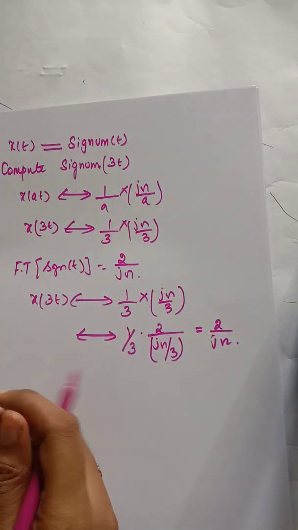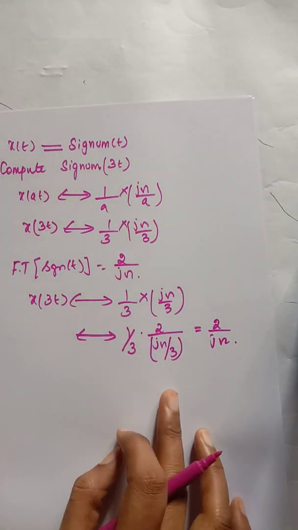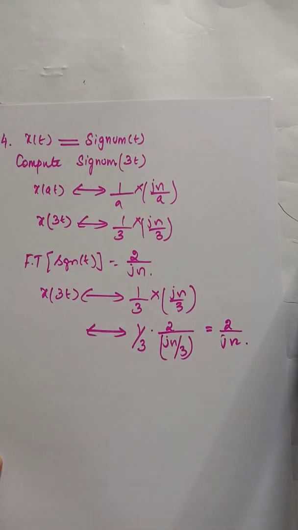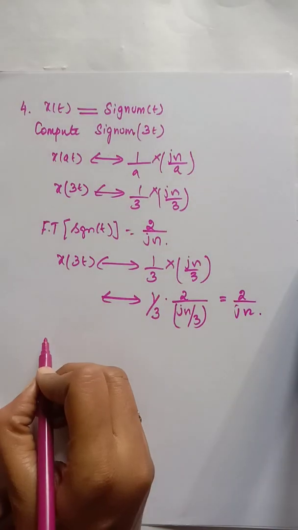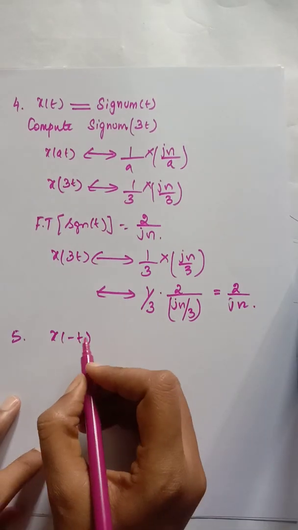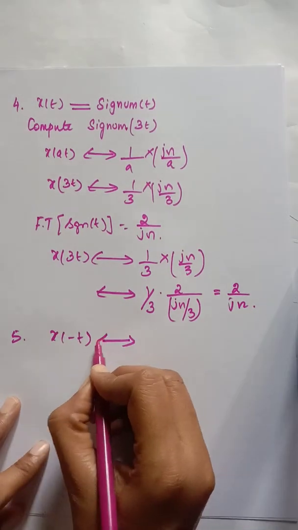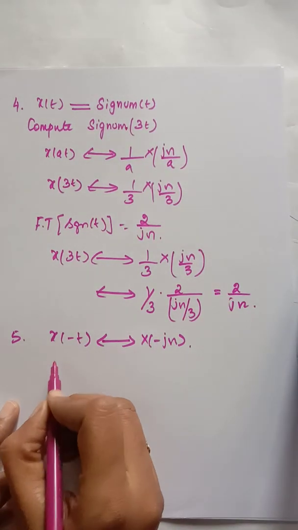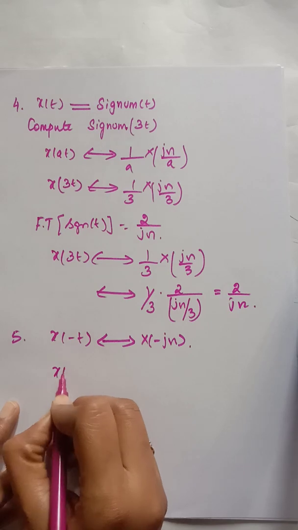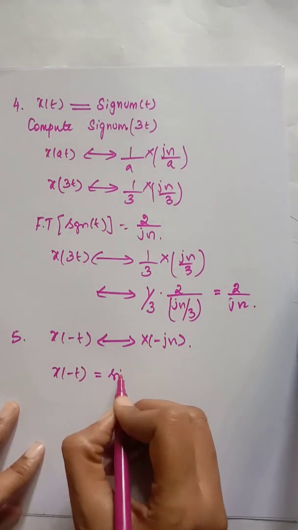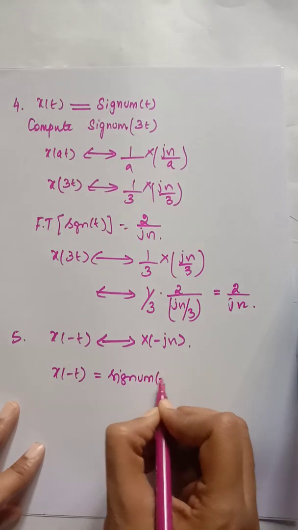So thus by applying this scaling property you can find out the signum of 3t. Similarly, for this problem, find x of minus t. So here it is x of minus t. You know that it is a time reversal property, that is x of minus j ohm. So what you need to do is find x of minus t, which is equal to signum of minus t.